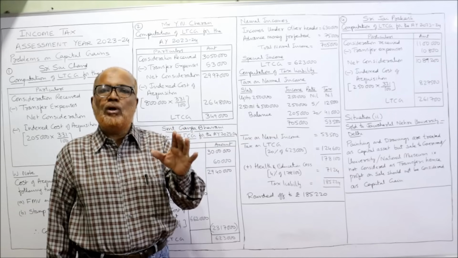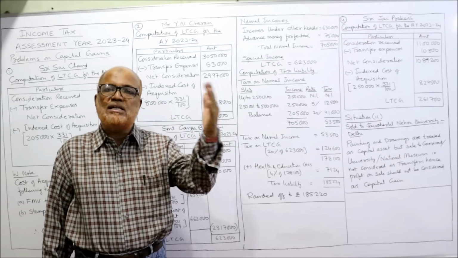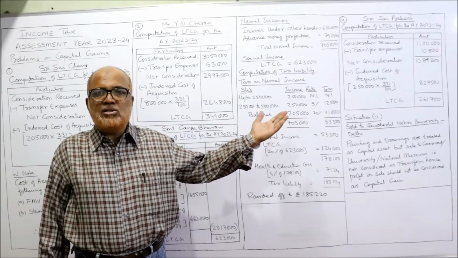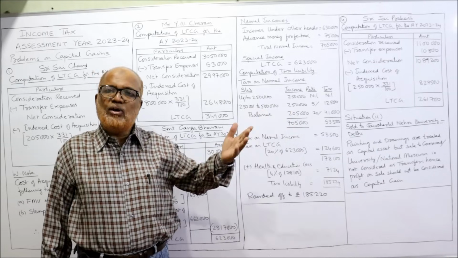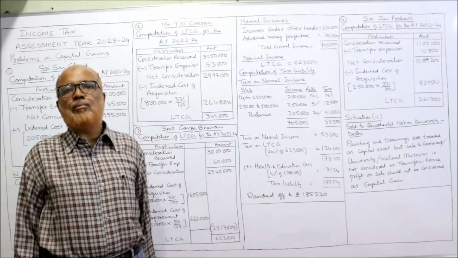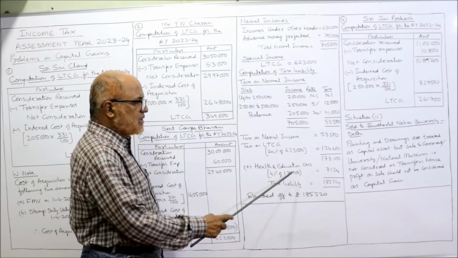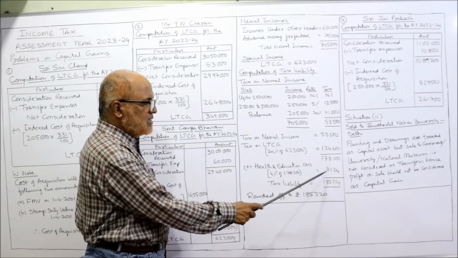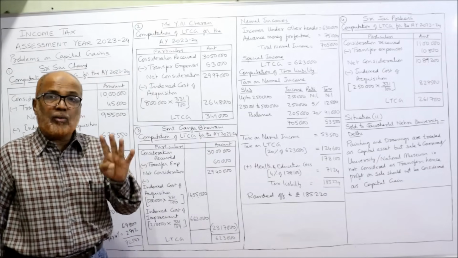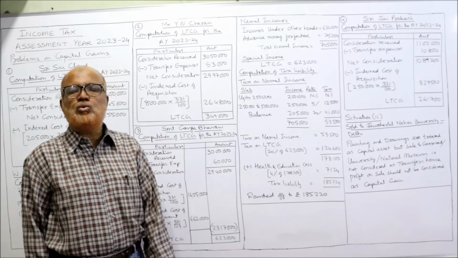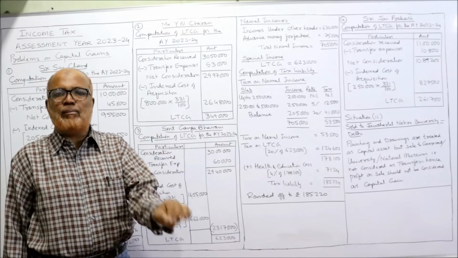Surcharge will be added only if the total income exceeds 50 lakh. Our income is not exceeding 50 lakh, so that's why no surcharge. Directly we'll come to health and education cess. To add health and education cess, 4% of 1,78,100 is 7,124. 4% fixed. Then add up: 1,85,224 is the tax liability.